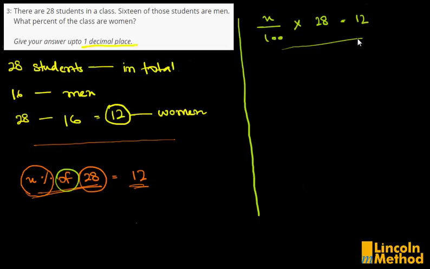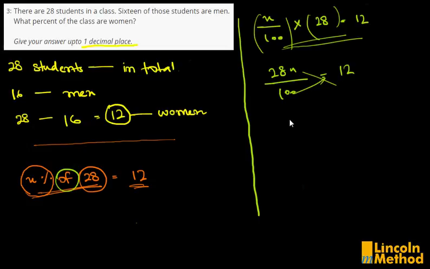Now this equation right here is very simple to solve. Let's see what this gives us as our answer. So 28x over 100, what I did is I multiplied both of them, equals 12. Now we can multiply these, or more specifically cross multiply these. So 28x equals 12 multiplied by 100, which is 28x equals 1200.